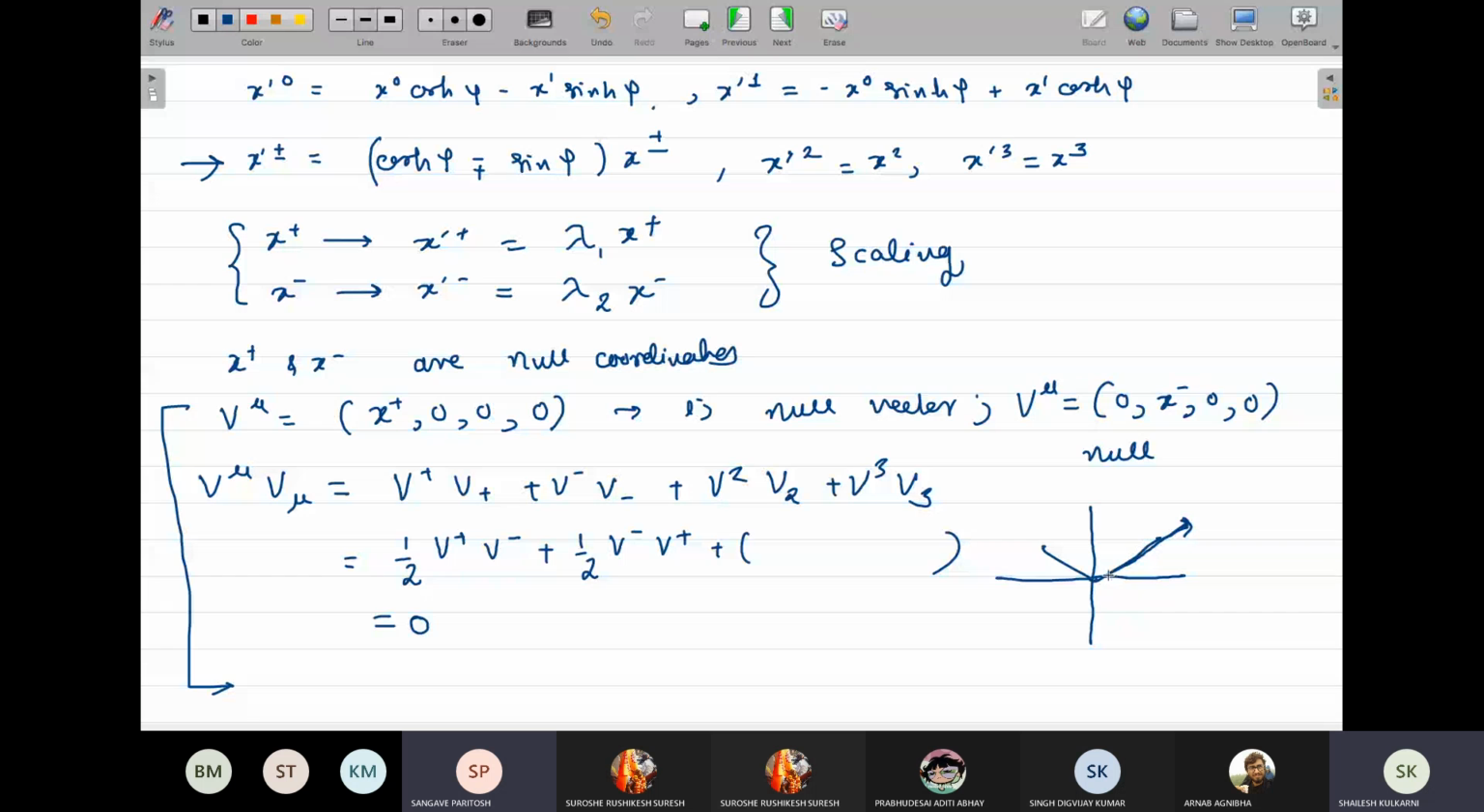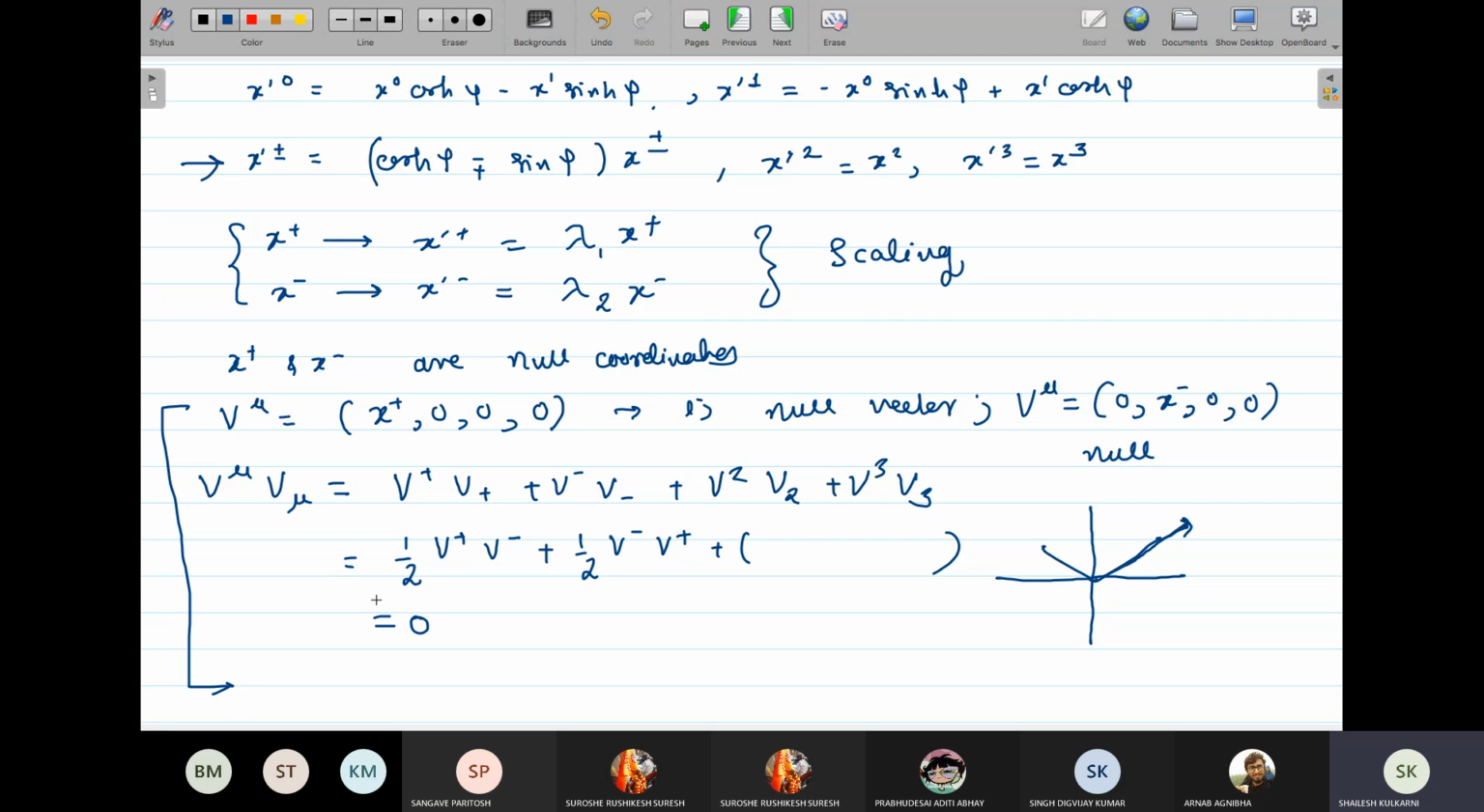But there is no meaning to say increase or decrease because the length is always 0, in the sense that it is a null vector. Even I tried taking the inner product of transformed x plus with transformed x minus. It just gives the inner product of our original x plus and original x minus, because that is bound to happen. Lambda 1 lambda 2 is 1.